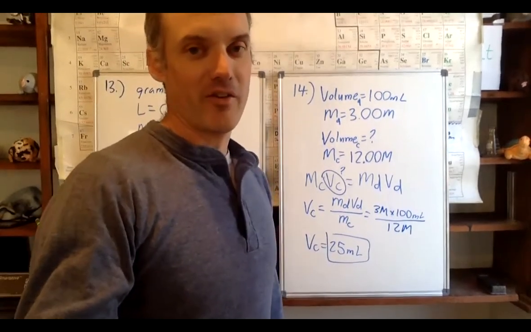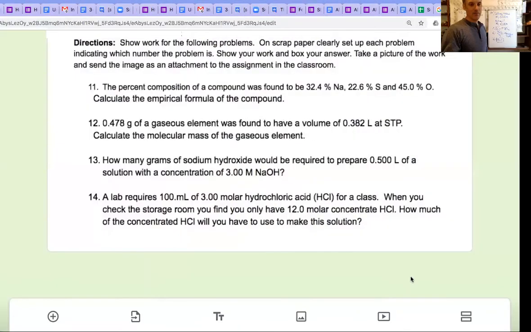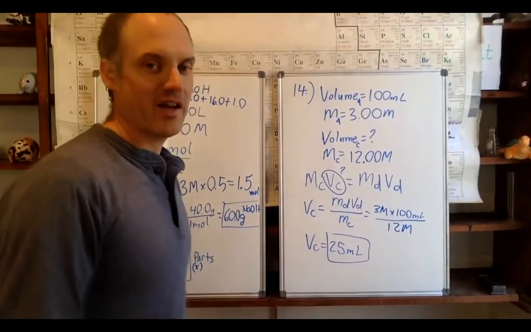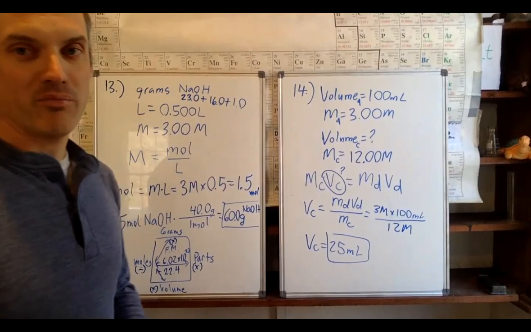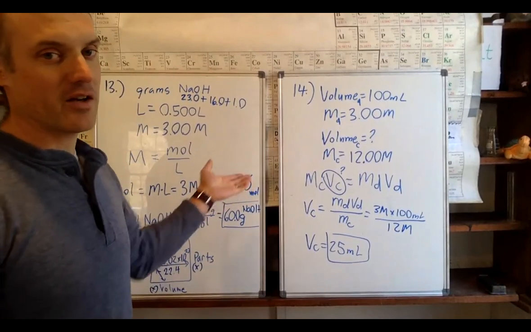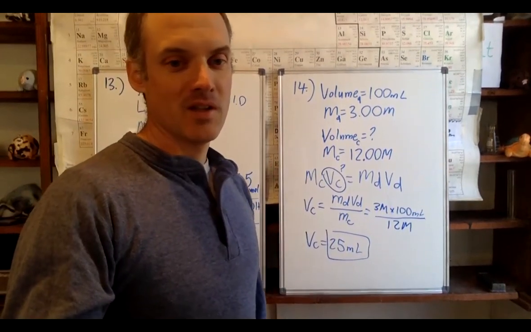All right, let me just make sure I answered that whole question. 14. How much of the concentrated HCl would you have to use to make that solution? Yeah, you'd have to use the 25 milliliters of that, and then you'd add enough water to get 100 milliliters total volume. Okay, so hopefully that helped with question 13 and 14. I know there are a lot of questions about those, but that's how molarity and concentration works with mole problems. All right, thank you.